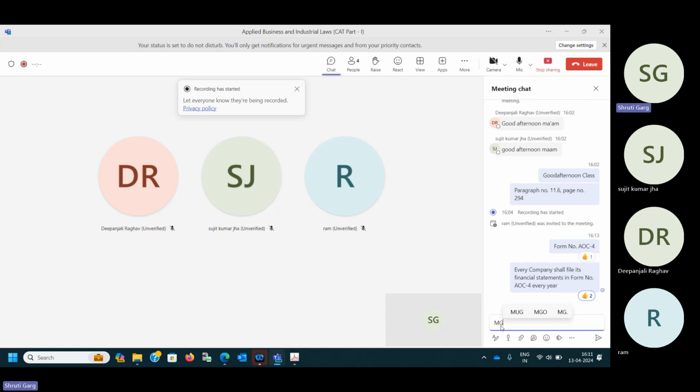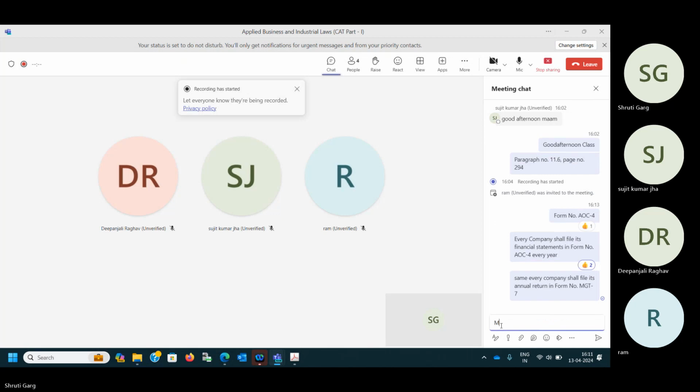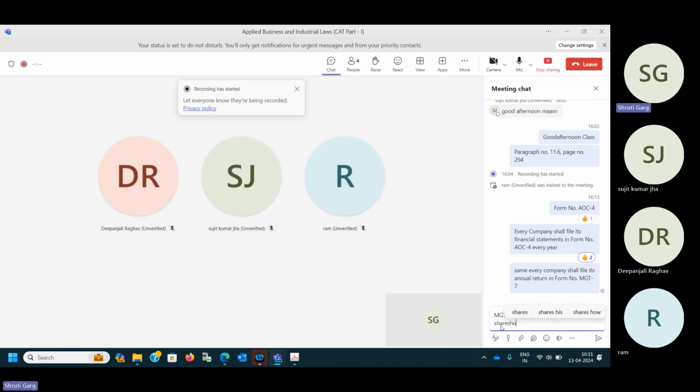Every company shall file its annual return in form number MGT 7. MGT 7 basically contains details of directors, shareholders, meetings.